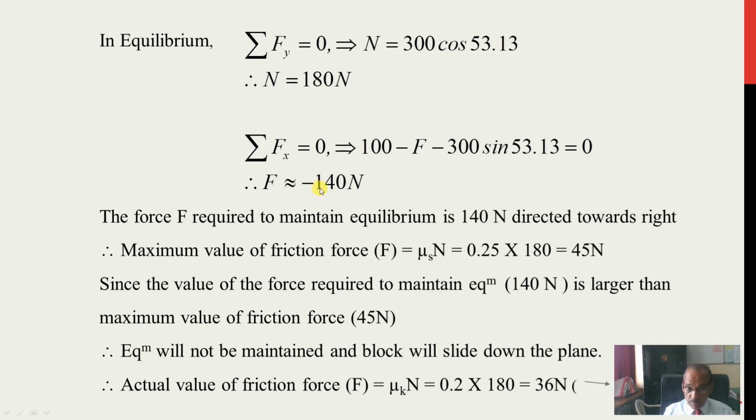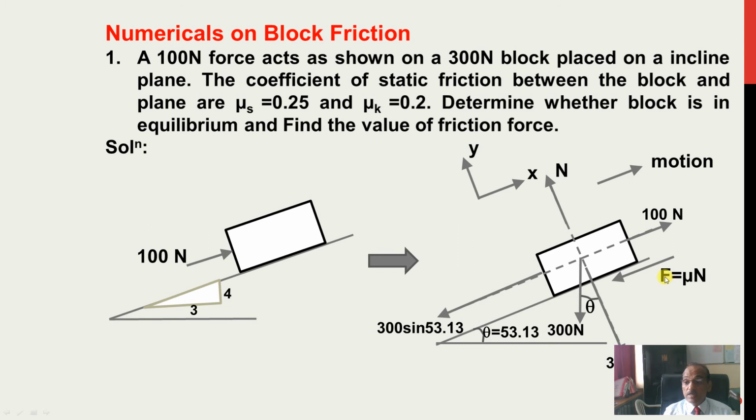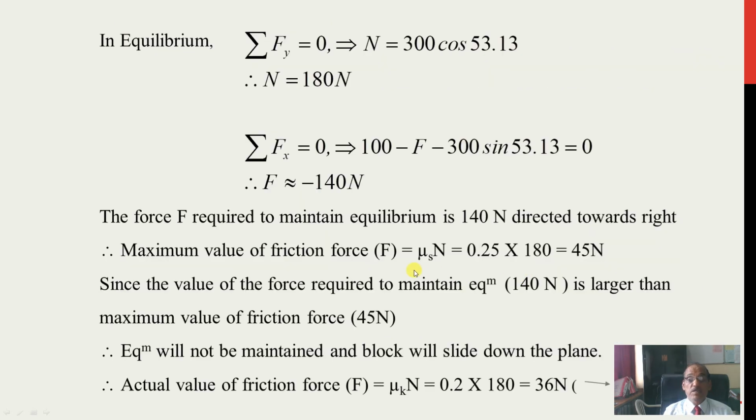We are getting minus 140. You see, we are getting minus 140. So previously, what was our assumption? Under the action of this 100 Newton force, it is moving upwards, but this is not the case. When we got F minus, it means even though you apply this force, the block is moving downwards. That is the meaning of minus. Now the force required to maintain the equilibrium is 140, directed toward the right, meaning upwards.